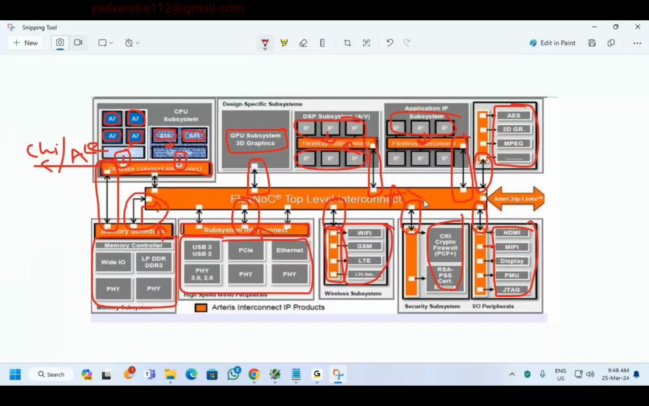Generally, these interconnects are AXI interconnects or AHB interconnects. Nowadays there is an evolution of these protocols, like AXI3, AXI4, AXI5. In AXI3 there are purely AXI signals. In AXI4, they introduced ACE signals inside AXI. The ACE signals carry coherency signals, which are used for transactions or connections between the main processors.